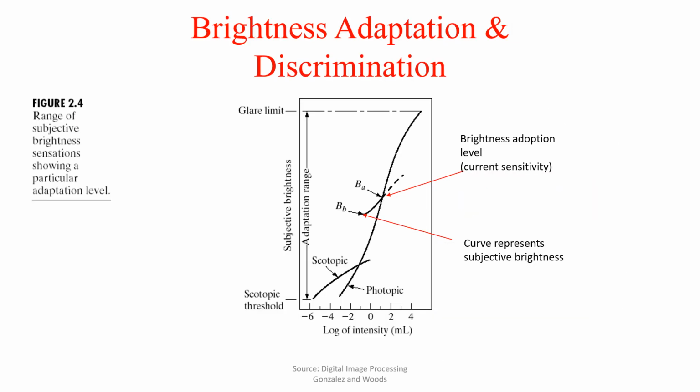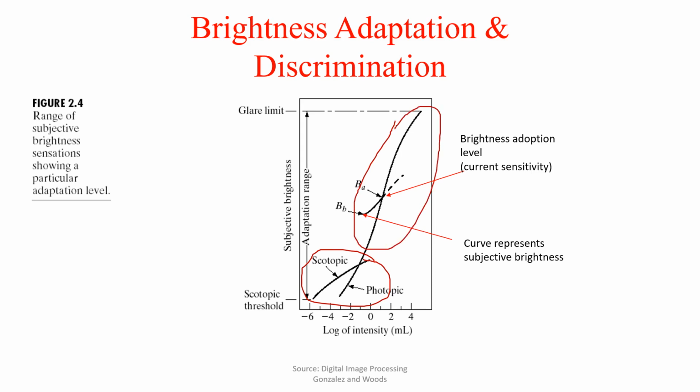We can see a very broad range of intensities when we combine rods and cones. Okay, so we can actually perceive a very broad range of intensities as shown here in the figure. So some of it is perceived by the rods and some of it is perceived by the cones.